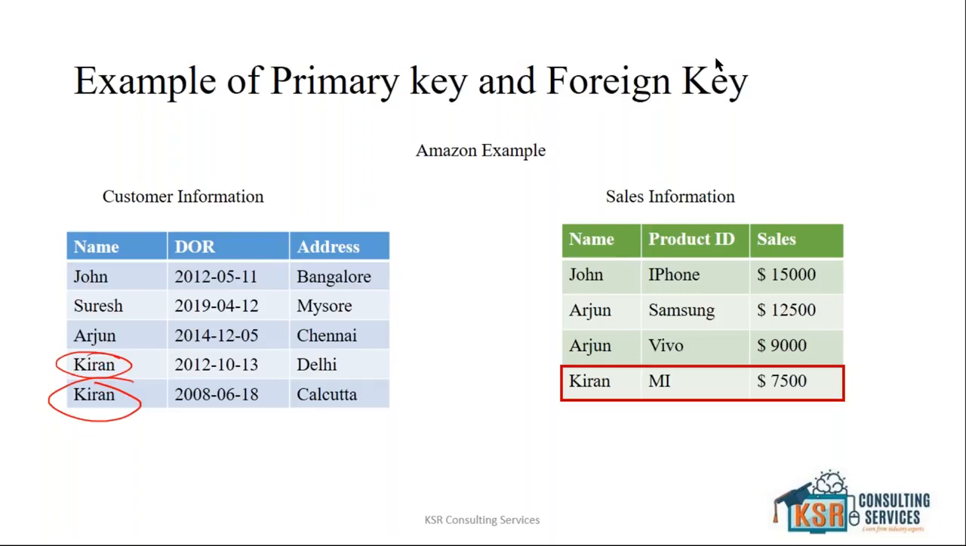As told by one of you previously, there were no duplicates. Easily I was getting to know who is John, who is Suresh, who is Arjun, whether they purchased or not. Easily I was able to tell. Now there is a problem. There is one Kiran who has purchased the product, but I don't know which Kiran. Okay, how can we resolve this?